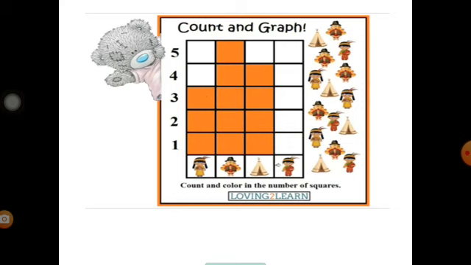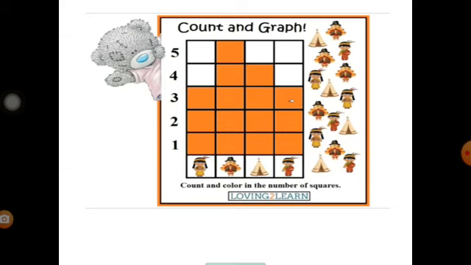So we go to our last one. Native American boys. Count with us. 1, 2, 3. Looks like 3. So we come over to our graph and we color in 3 squares. 1, 2, 3. Teddy says we did it. We did it. We filled up the graph.